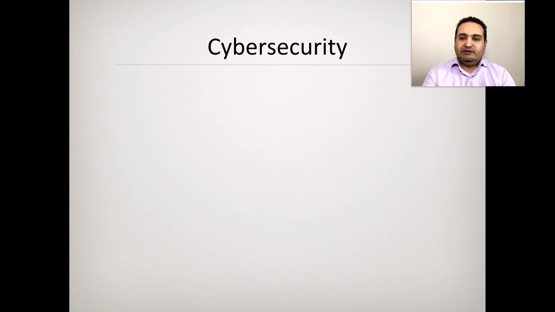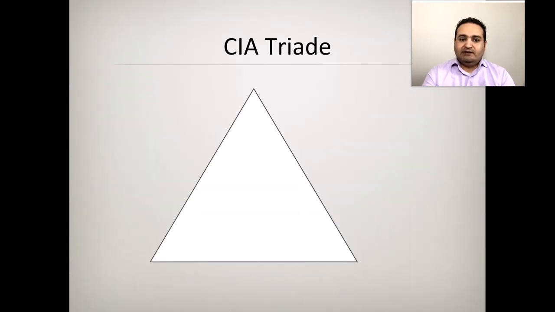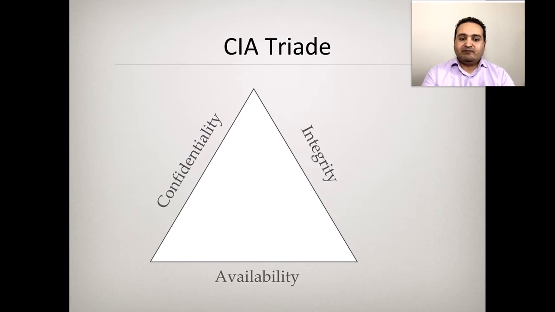So computer security or cybersecurity, what do we mean by cybersecurity? It refers to basically the state of being protected from or against any criminal or unauthorized use of electronic data. And you might have heard about the CIA Triad, or three concepts. The CIA stands for confidentiality, integrity, and availability of data. We are going to talk about those three concepts of security one at a time.